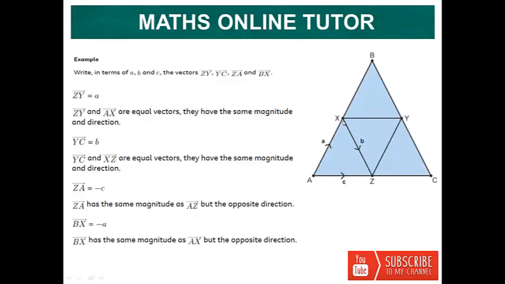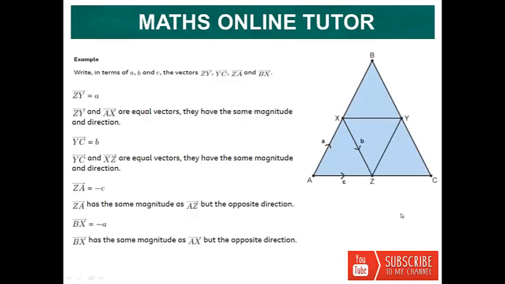In a parallelogram, as I mentioned, the opposite sides are equal as well. So ZY will be equal to AX. Now I know that ZY is equal to AX and also has the same direction as AX. So ZY vector is equal to AX vector. Therefore, it is equal to a.